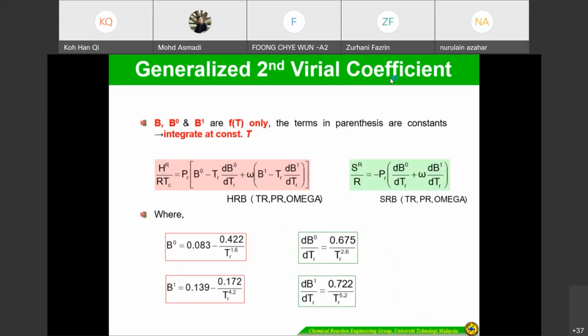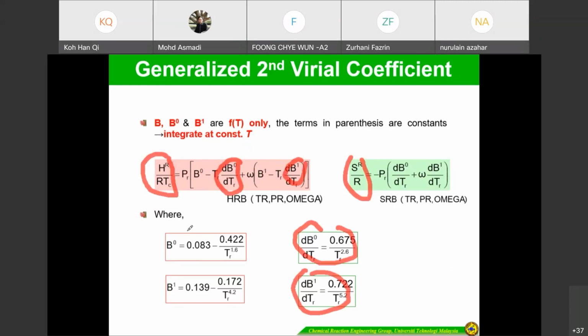If you want to determine HR or SR, just determine dB naught divided by dTR and dB prime divided by dTR. This is dB prime, and this is dB naught; B naught and B prime. Just use the equation and you can get the answer. Similarly for SR. If your pressure is around 20 bar, you can use this virial coefficient. This is the simplest equation that you can use.